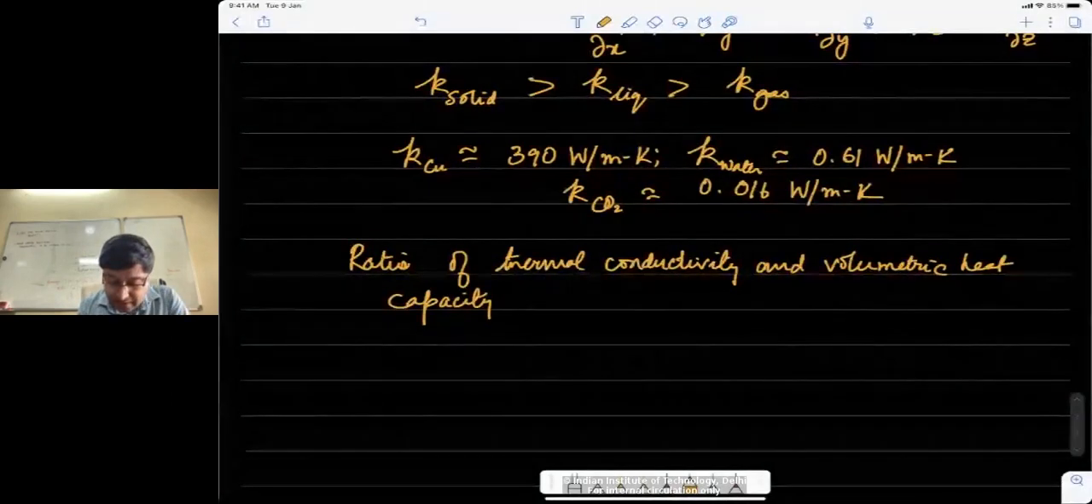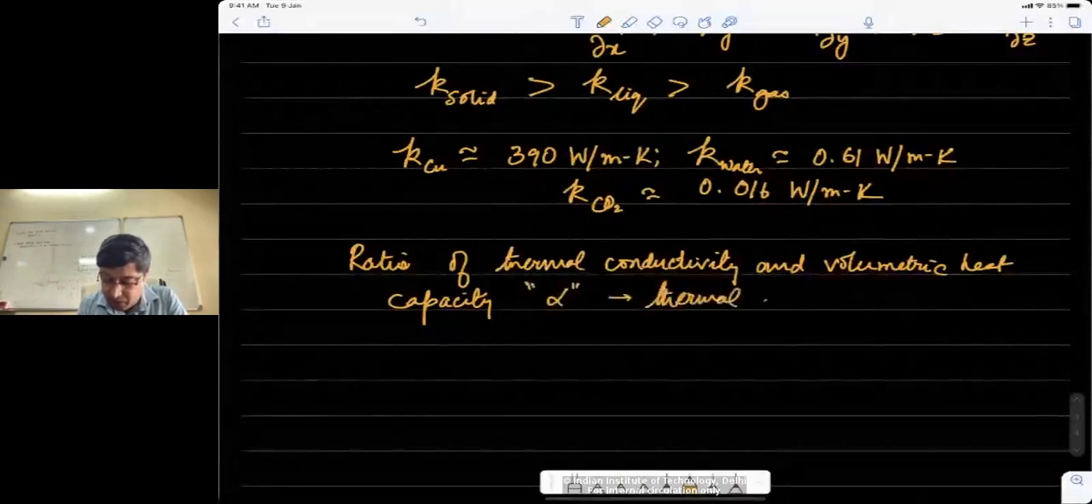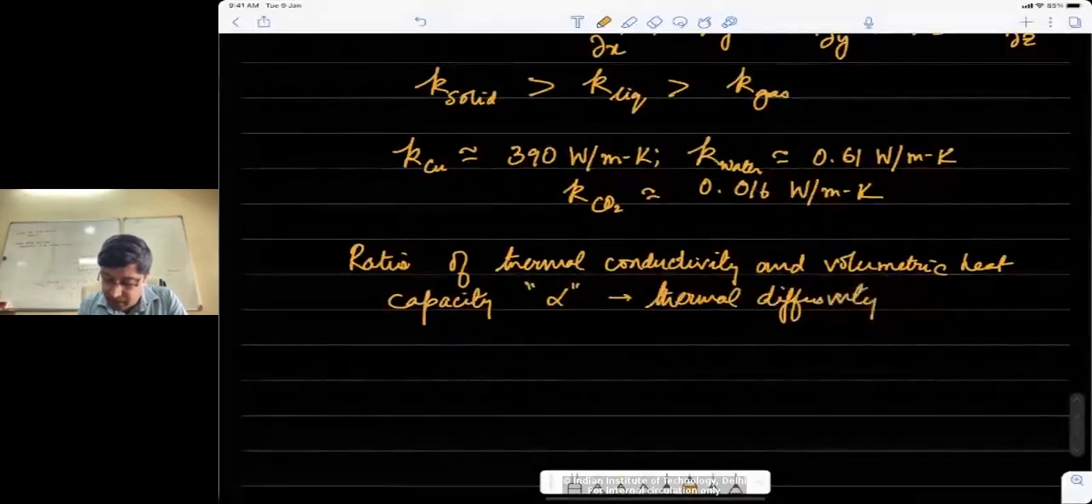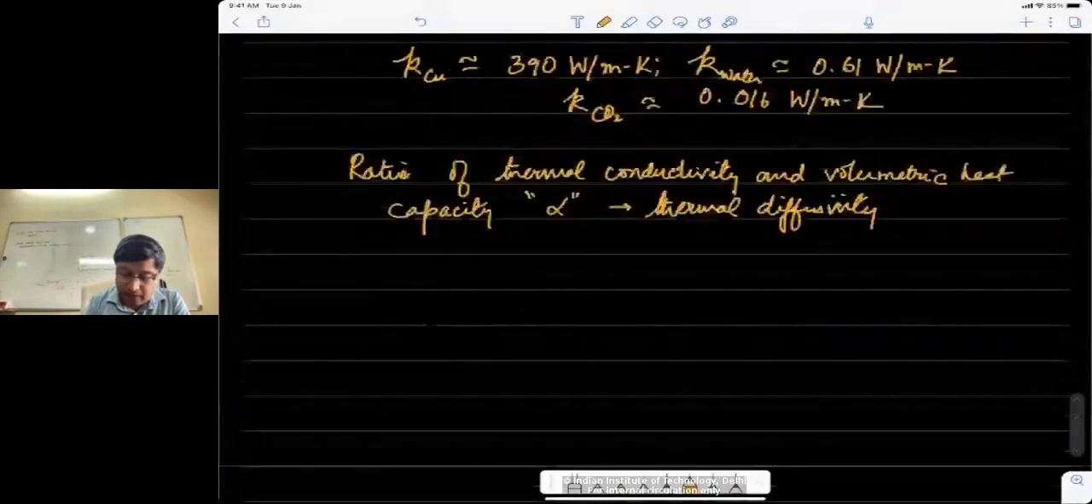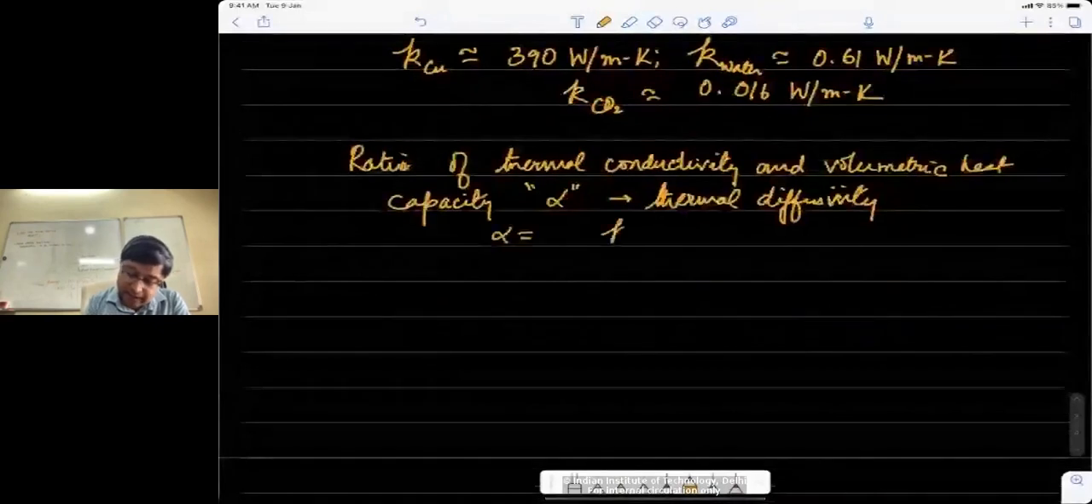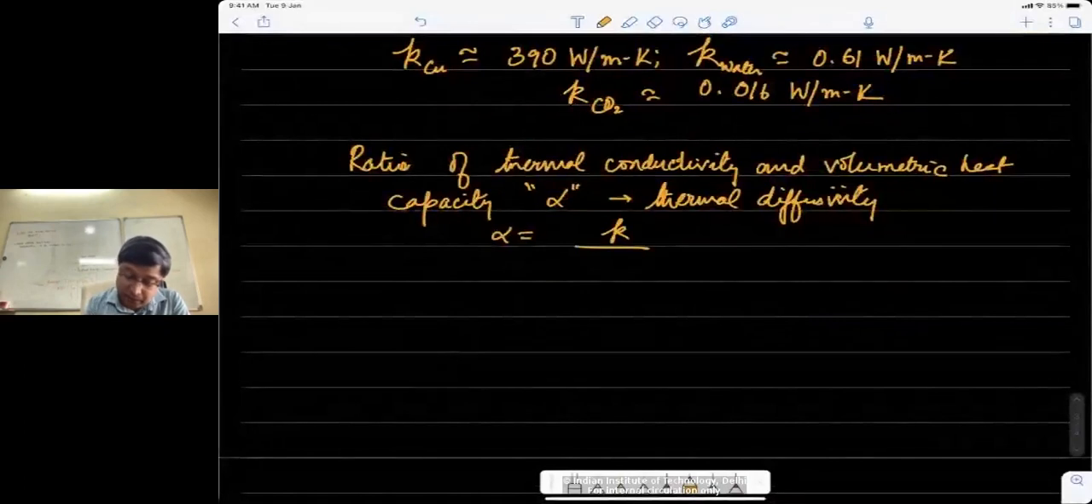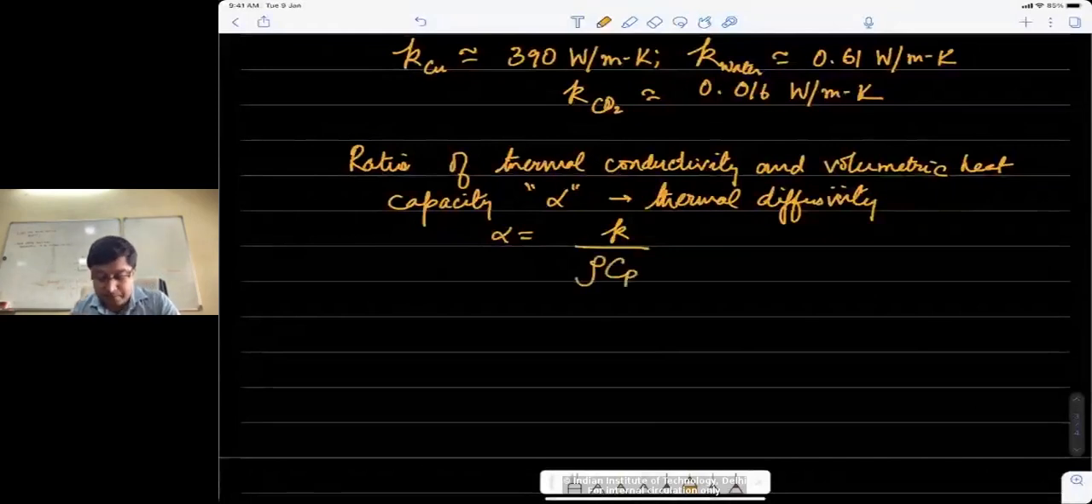So we'll call this alpha, this property, which is the thermal diffusivity. So alpha is being defined as K, which is the thermal conductivity, to the volumetric heat capacity. That would mean it's not the mass capacity, specific mass capacity, but the volumetric capacity. That would mean it would be rho times Cp.